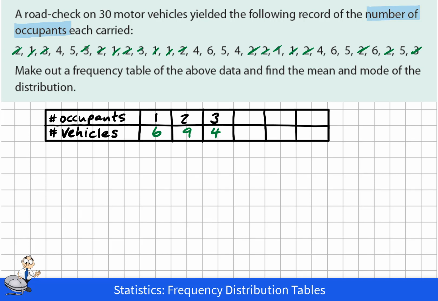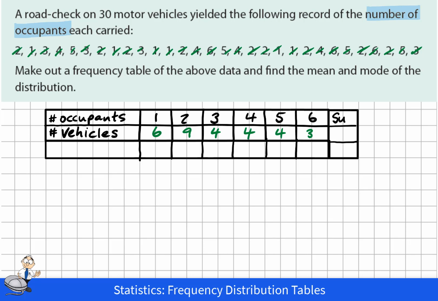We see that 4 of the vehicles had 3 occupants. We counted that 4 had 4. 4 had 5, and there was 3 vehicles that had 6. So this is our frequency distribution table.